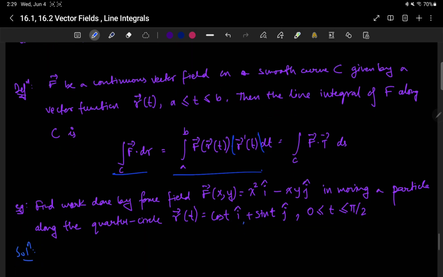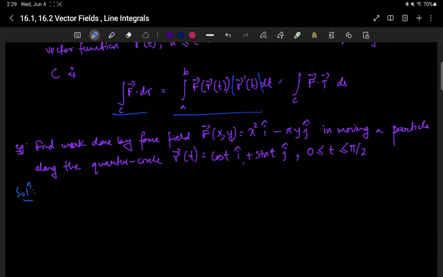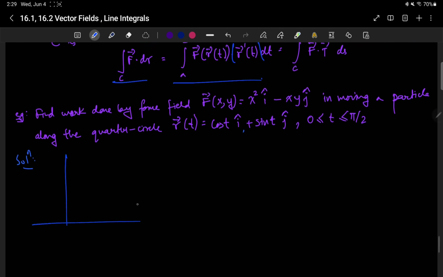For example, find the work done by the force field x squared i minus xy j in moving a particle along the quarter circle given by cosine t i plus sine t j for t between 0 and pi over 2. So this is just another way of giving you the curve. The fact that it's cosine t i plus sine t j means that it's a circle. The fact that it's between 0 and pi over 2 means that it's only a quarter circle.